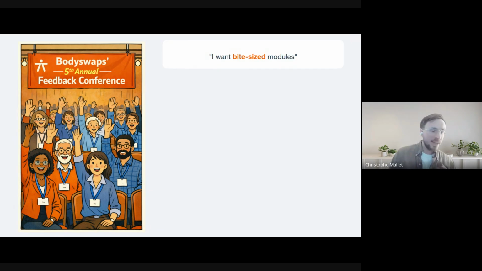The first thing that they said, if you're really familiar with the Bodyswaps modules, is we love the modules, but some of them are very long. They can go from 15 minutes to 60 minutes. And in some of those modules, there are activities that we would like to extract to be able to use somewhere else. So they wanted bite-sized units of learning.